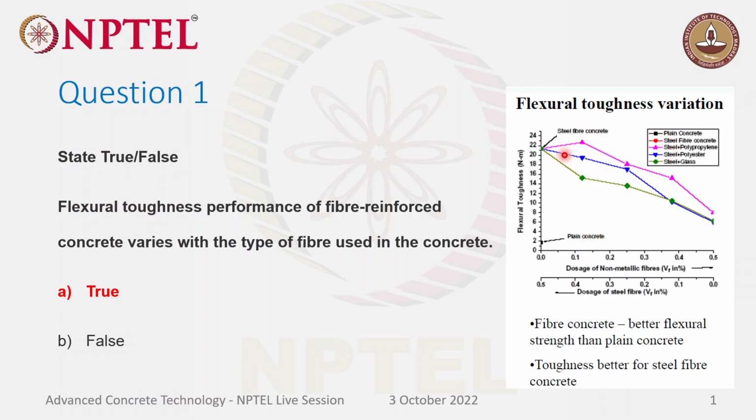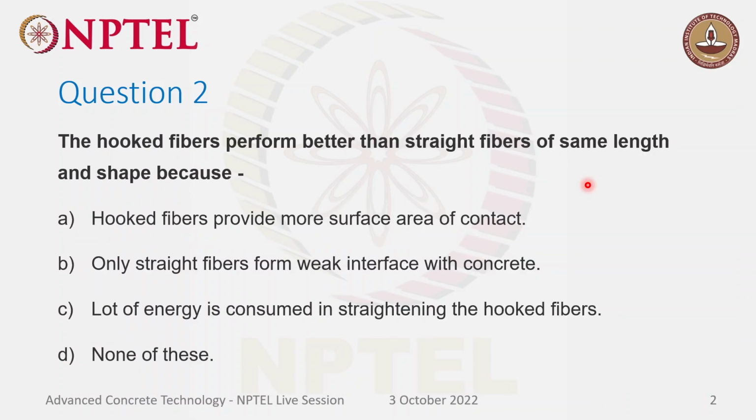And when it comes to different types of fibers, if it's a steel fiber concrete, then its performance will be different from plain concrete. Even with steel fiber, if we add polypropylene, the toughness will be different. If you add steel with polyester, its performance is going to be different, and similarly with steel plus glass. So the flexural toughness measurement will also vary with the type of fiber we use in the concrete. Out of these, steel has the better toughness performance compared to other types of fibers.